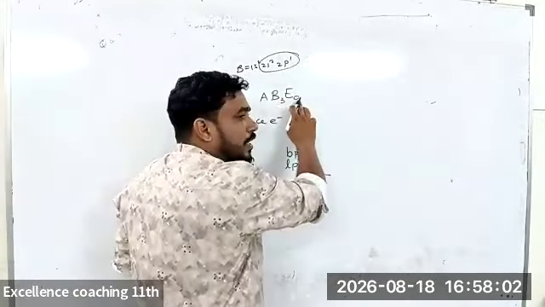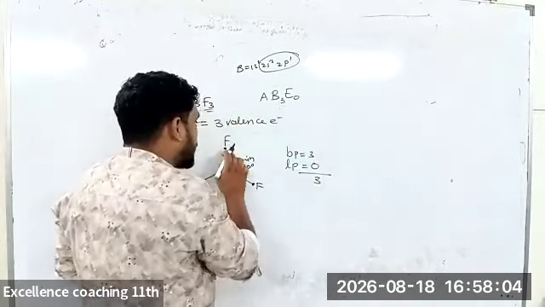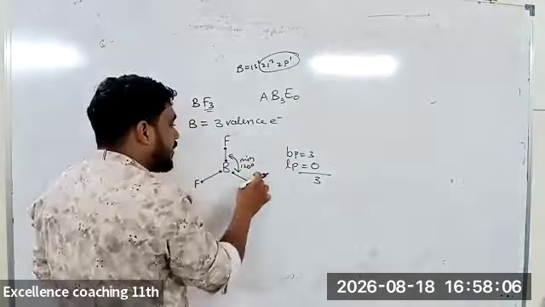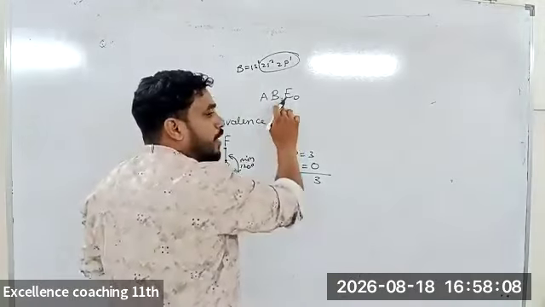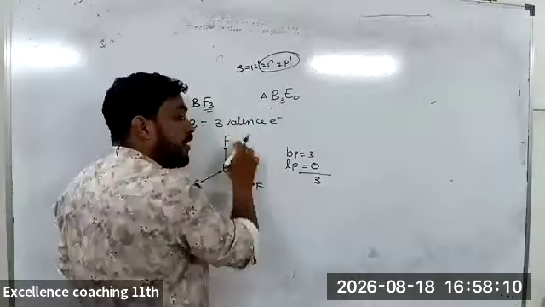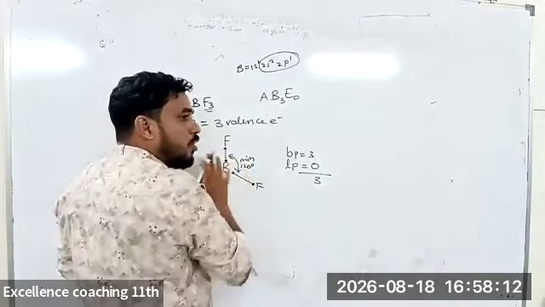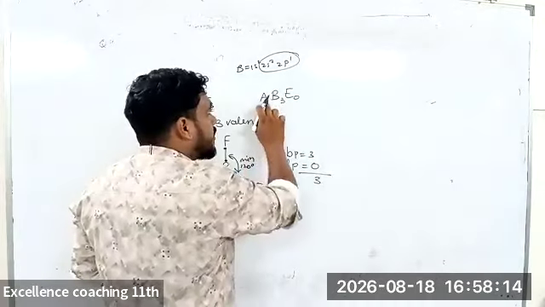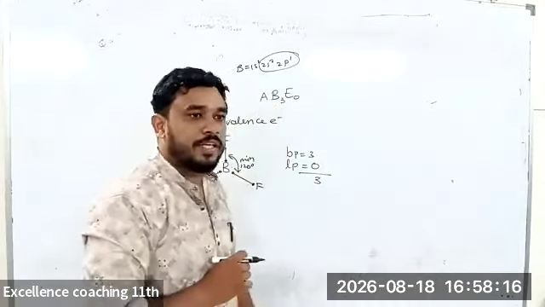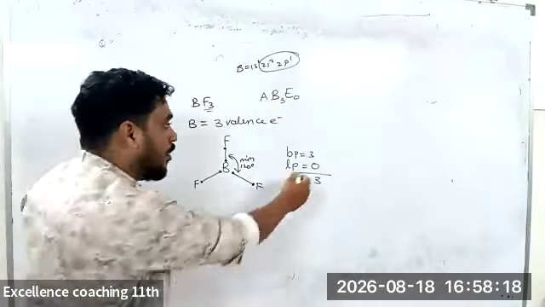E is the lone pairs, and the number is 0. Bond pairs are 1, 2, 3, and corner atoms are 3. So AB3, corner atoms 3, central atom A. AB3E0, and the count is 3.